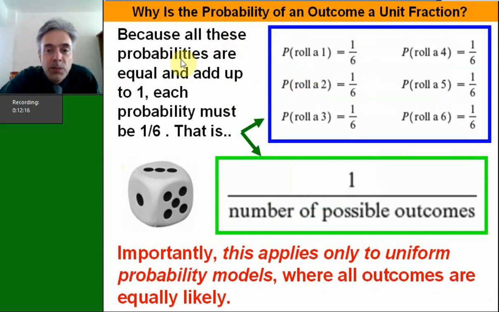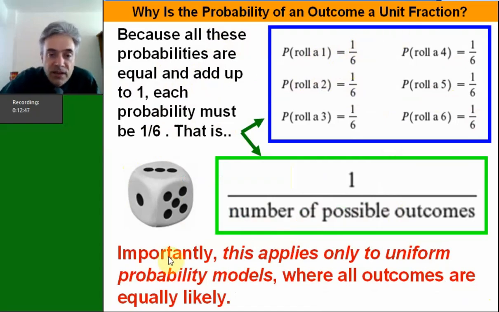Because all these probabilities are equal and add up to 1, each probability must be 1 divided by 6, because we have 6 options, right? So the probability of 1 is going to be 1 divided by 6. The probability of 2 is also going to be 1 divided by 6. And all of them are going to be 1 divided by 6. So 1 divided by the number of possible outcomes. So the possible outcomes is 6, right? Because you have 6 possibilities: 1, 2, 3, 4, 5, and 6. And just one of them is going to come up, right?